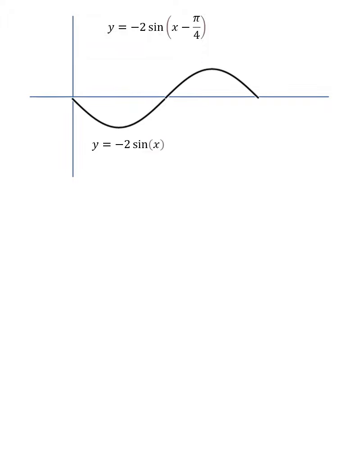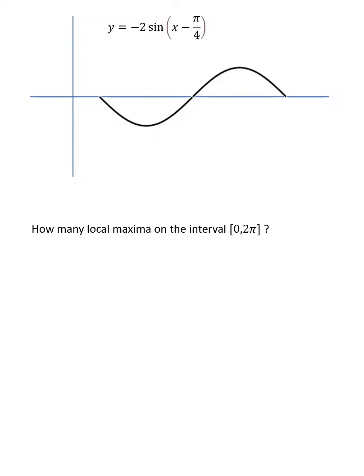So if this is the graph of -2 sine x without the phase shift, notice the inverted sine function here, shifting it over pi over 4 spaces will give us the graph that we want. Now let's go about answering the questions.